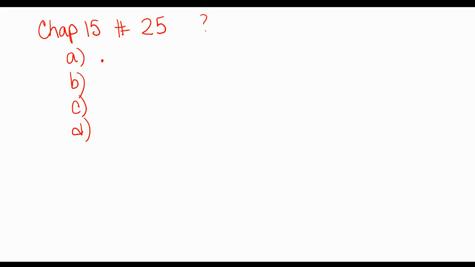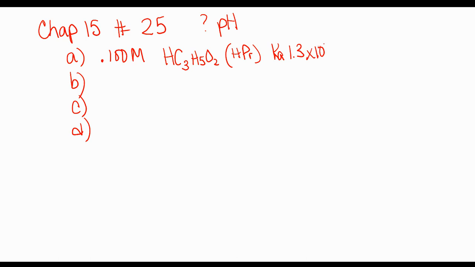Okay, next up, chapter 15. Number 25. I won't work these out, but I didn't work them out in the class either. I just want you guys to think about how important the setup is. So it's asking for the pH. The first one is 0.100 molar propanoic acid. And I'm just going to abbreviate it as HPR. And it has a Ka of 1.3 times 10 to the negative 5.